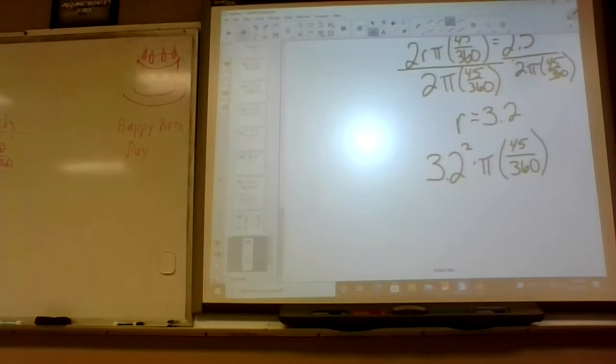No, we want a decimal answer here. About 4.0. I got 4. Since it's an area, it would be centimeters squared or something, whatever it is.